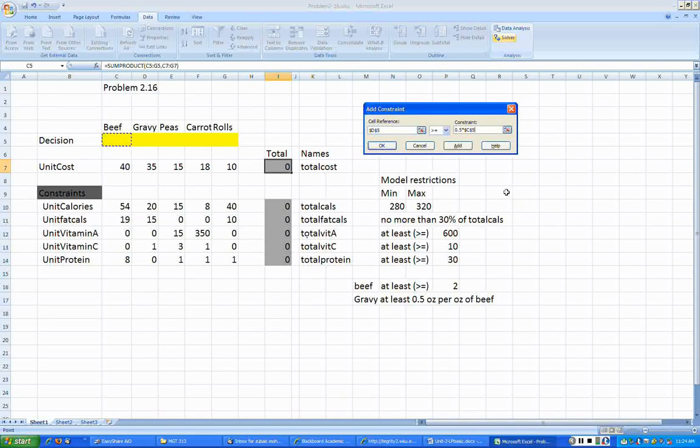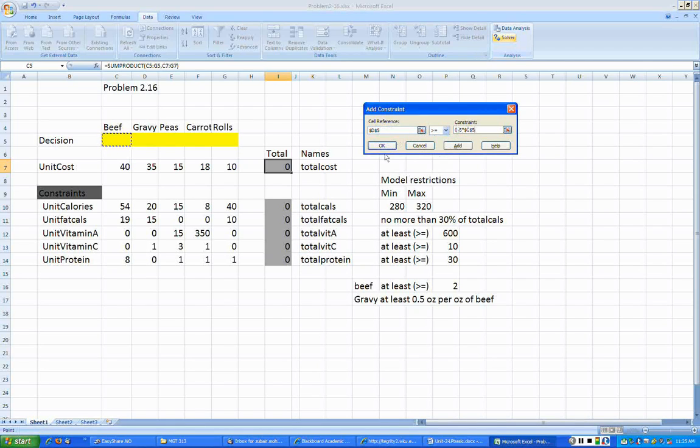In other words, if I go for 2 ounces of beef, let's say 2 times 0.5 is 1. So I will have 1 ounce. So my gravy should at least be equal to 1 ounce. That's what it says, half of that. Okay, so that's what it is. If I go for 4 ounces of beef, then 4 times 0.5 is 2. So the amount of gravy should at least be 2 ounces. So half of that. So that's what we got in there.